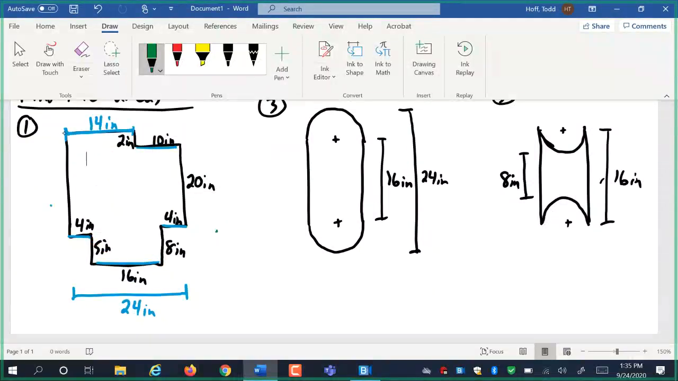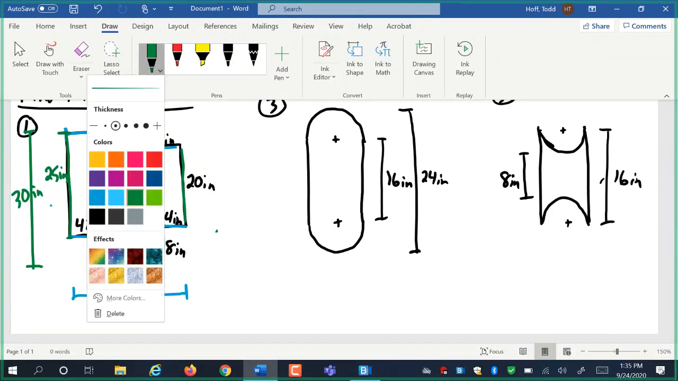Then I need to find this dimension here. To do that, I'm going to find this overall dimension, which is the 2 plus the 20 plus the 8, or 30 inches. And I know that this 5 plus that has to be 30, so this is 25 inches here.